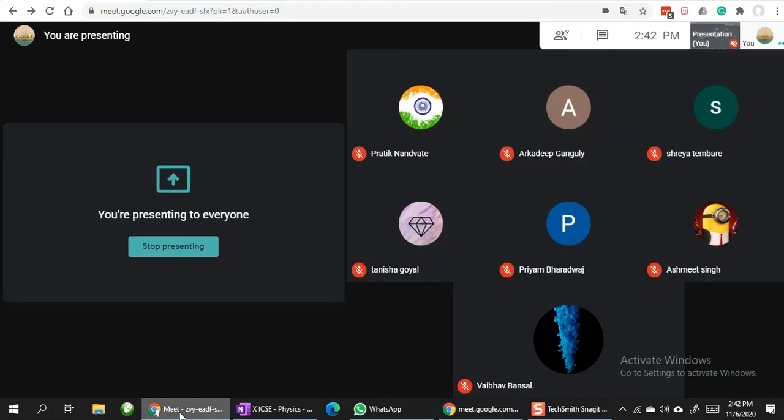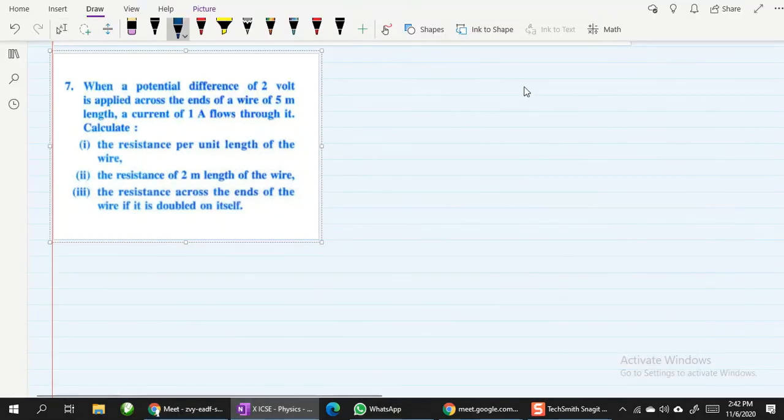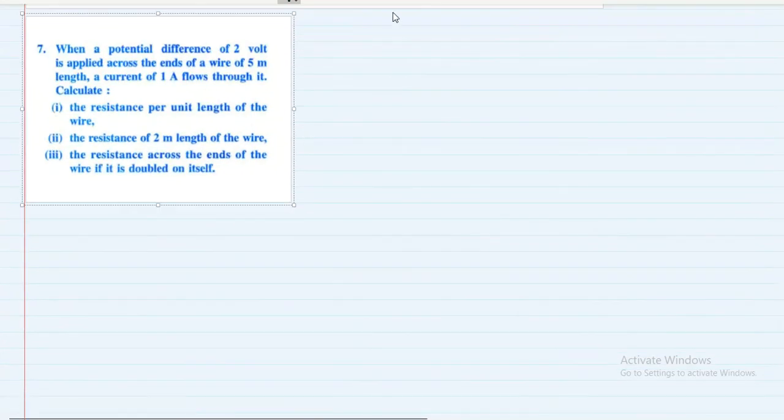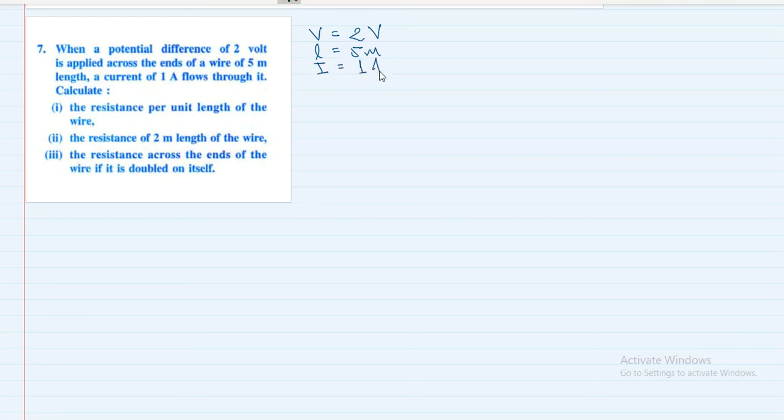Next, I want Pratik to help me. Pratik? Yes, sir. When a potential difference of 2 volt is applied across the ends of a wire of 5 meter length, a current of 1 ampere flows through the wire. Calculate the resistance per unit length of the wire.